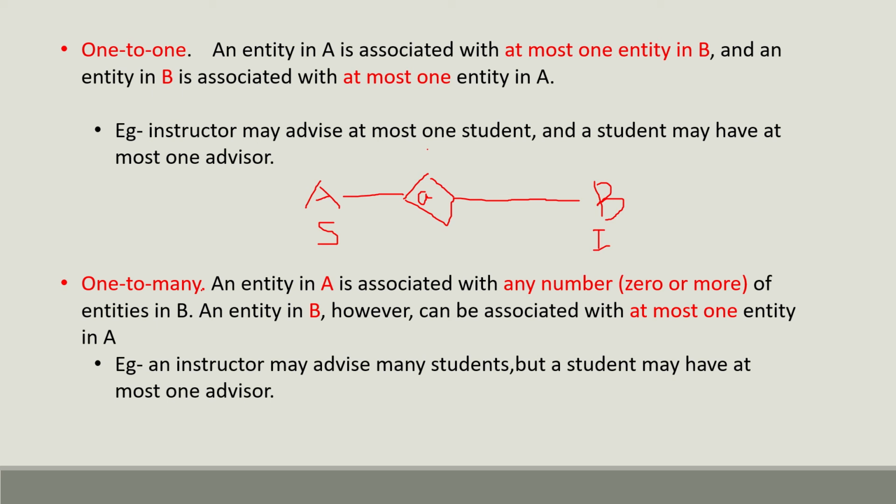The next one is called a one-to-many relationship. One-to-many means that if you take any one entity from this entity set, it is related to multiple entities in the second entity set. We can take this as the relationship from instructor to student.